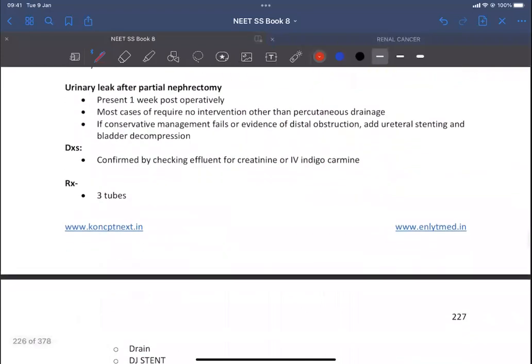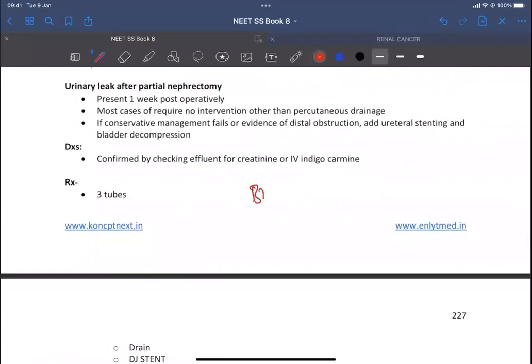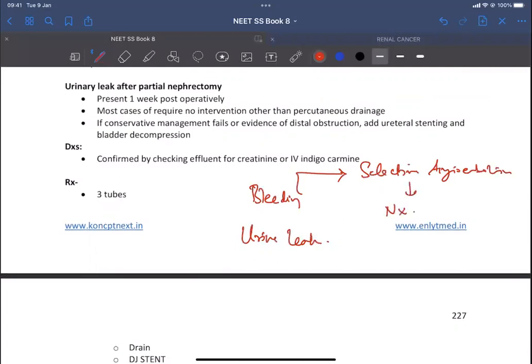Then common questions you get postoperatively are based on complications. Two major complications after partial nephrectomy: bleeding and urinary leak. Bleeding, very simple. You do a selective angioembolization. If that fails, they will need a nephrectomy.